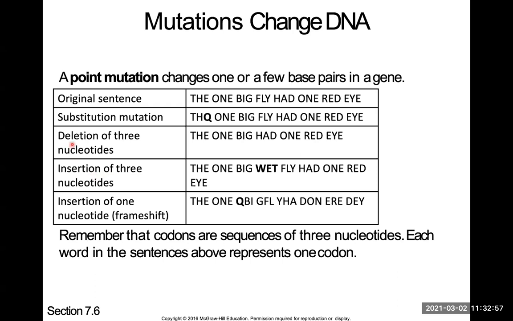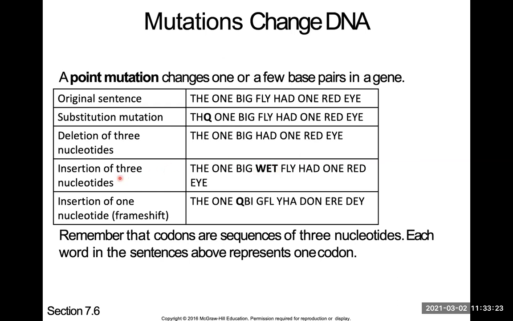This one is called deletion of 3 nucleotides, so deletion of a codon. So this is your original. The one big fly had one red eye. Now you have: the one big had one red eye. This doesn't make sense. The codon got deleted here. And then there's insertion. The one big wet fly had one red eye. So there's insertion of 3 letters, which means a codon.